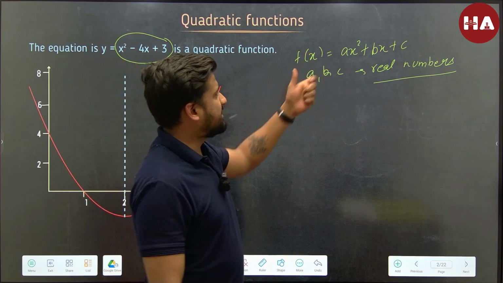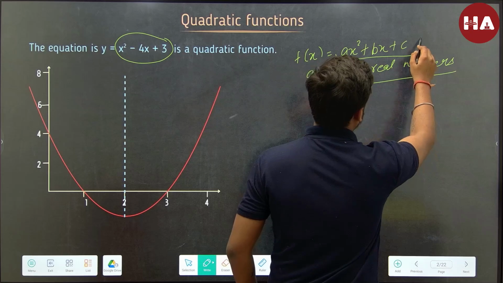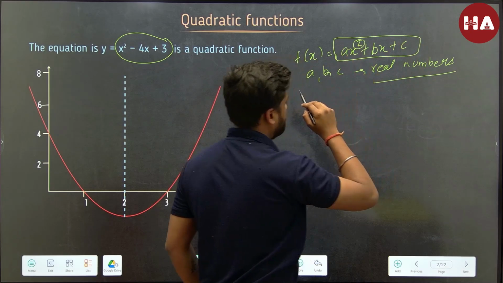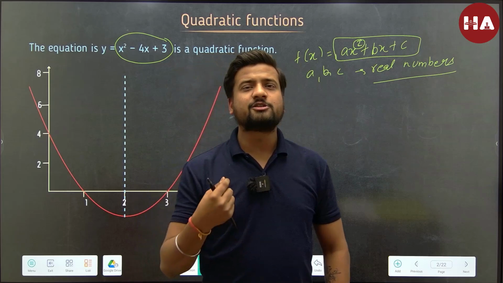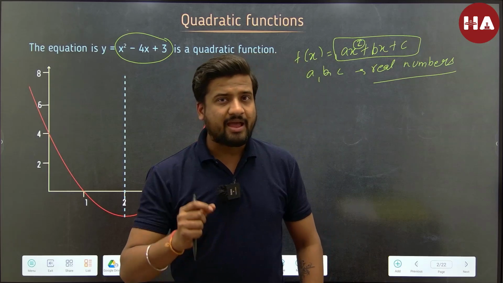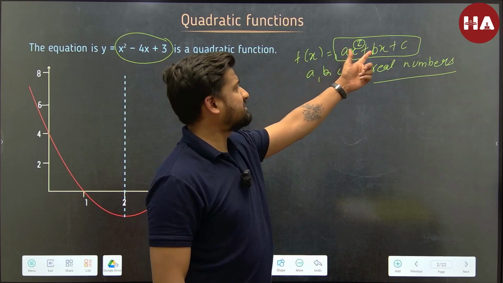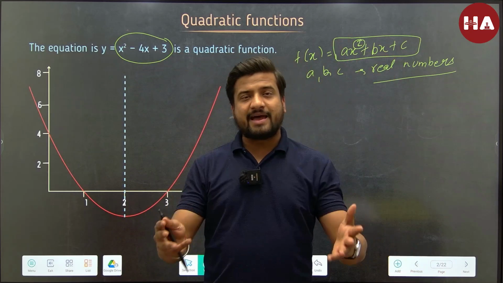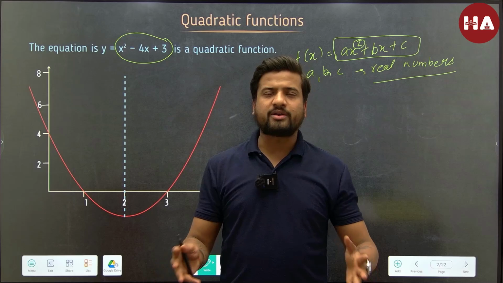So this is an example of a quadratic function because it has a degree of 2, and degree is the highest power on the variable, and we can see that x is the variable and the highest power on it is 2. That's why it is known as quadratic.